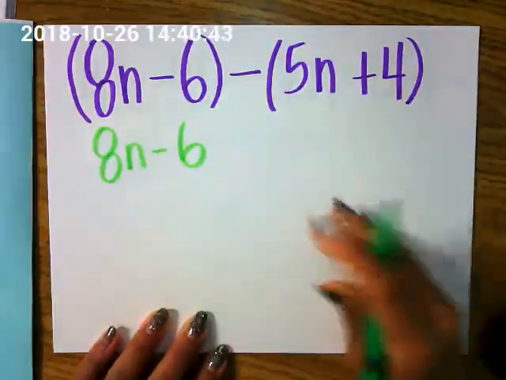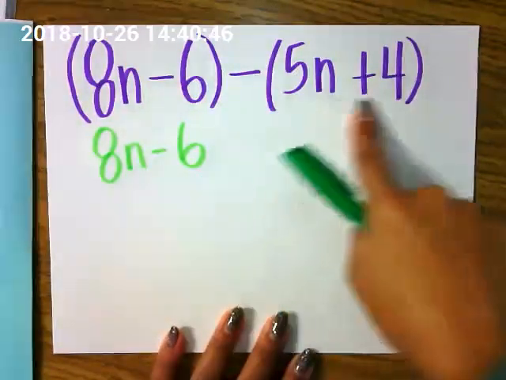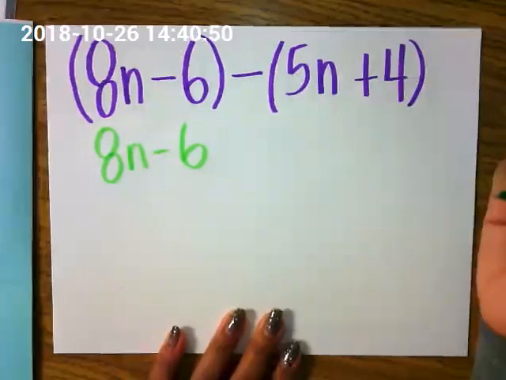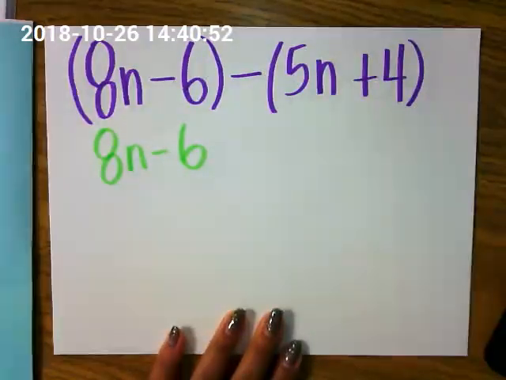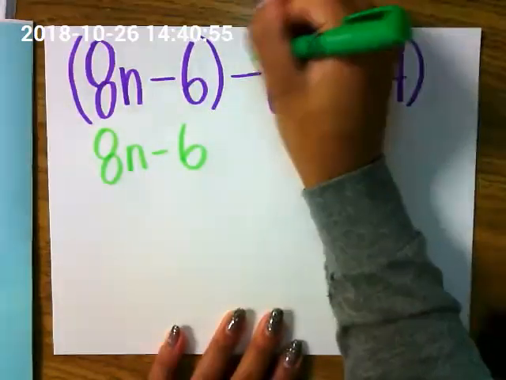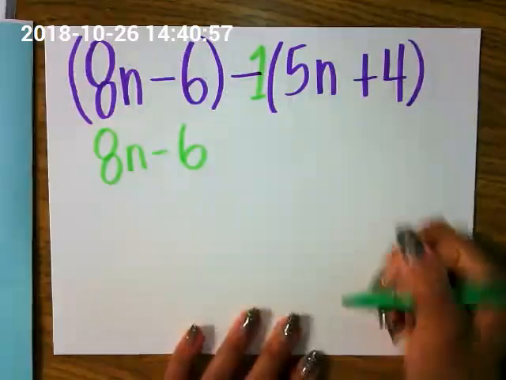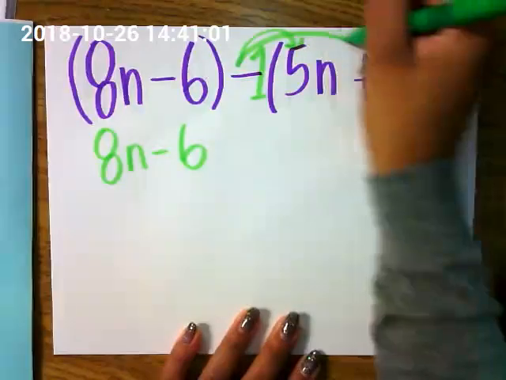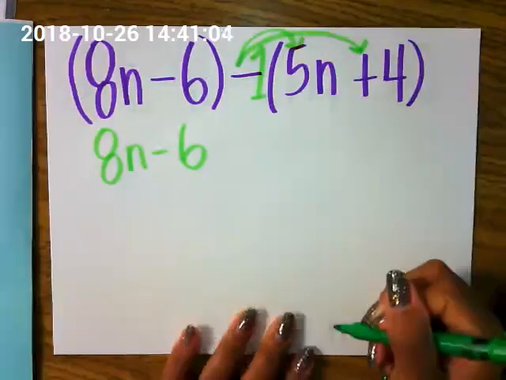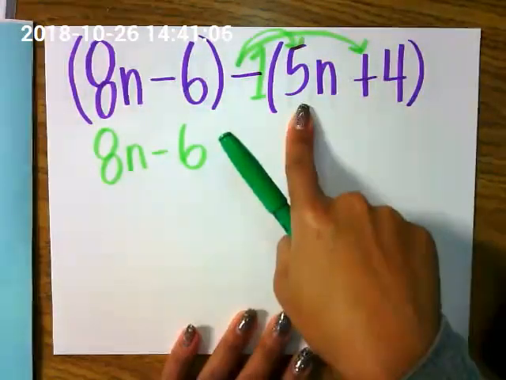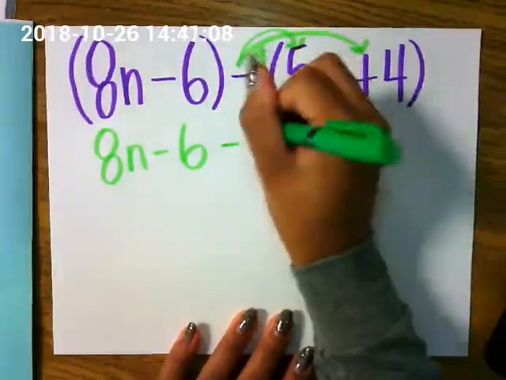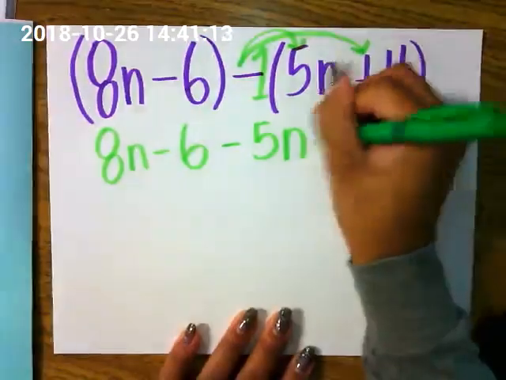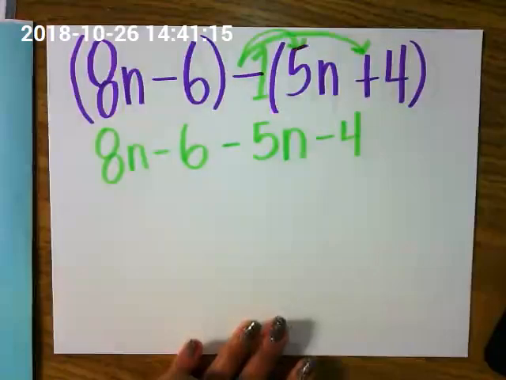minus 6. Now, is there anything I can distribute in the second parentheses? Yes, that negative. Now, since there's not a number next to the negative, we can say that that's negative what? 1. Negative 1. All right, and so negative 1 times 5n, negative 1 times positive 4. So what is negative 1 times 5n? Negative 5n. And negative 1 times 4? Negative 4.